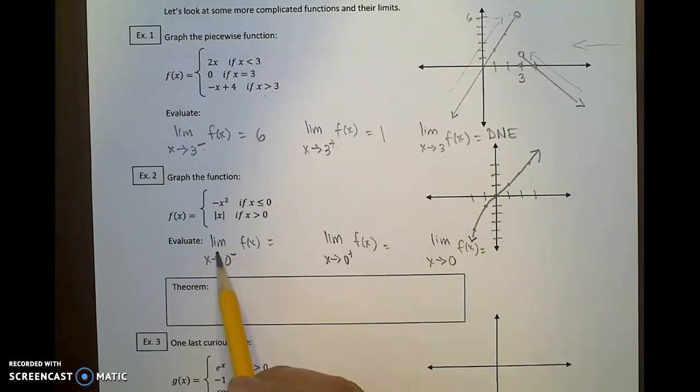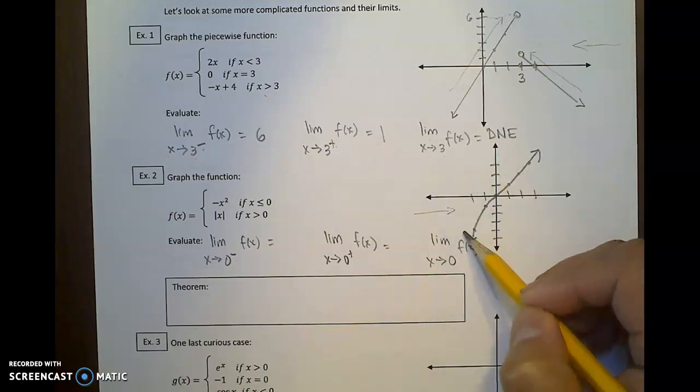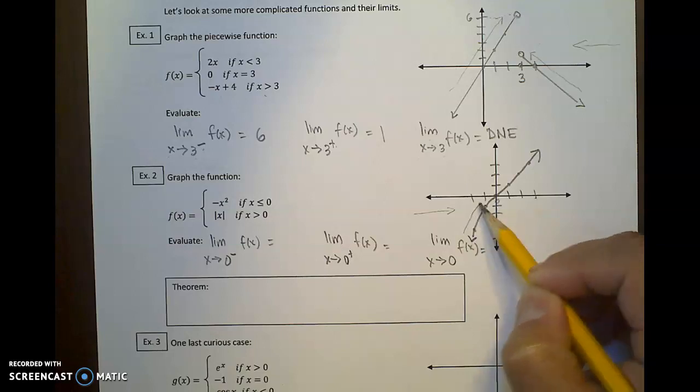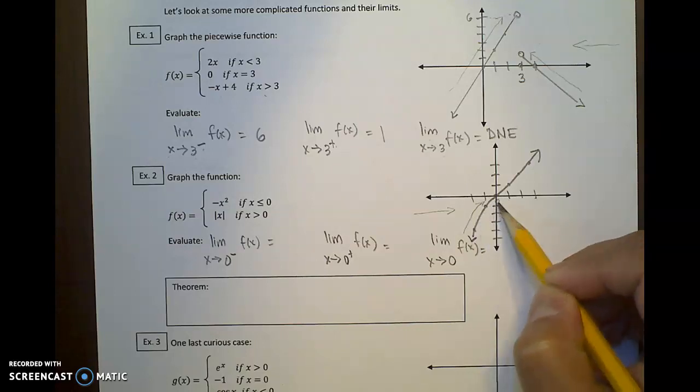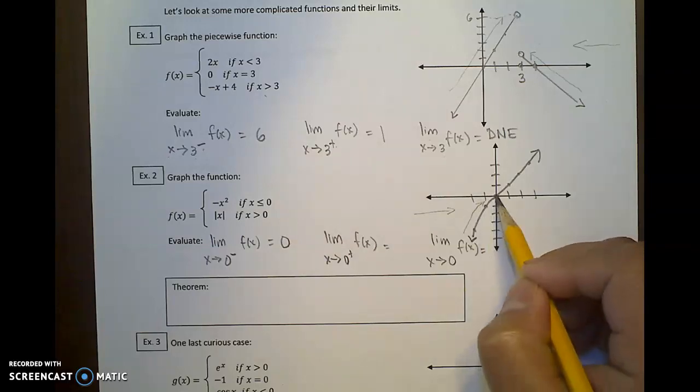Now let's evaluate the limit of this function as x approaches 0 from the left. We're coming in from this direction, so we're going to follow this part of the graph. Coming in from the left, we're approaching 0. As we approach 0 on the x-axis, we are approaching 0 on the y. So the limit of this function as x approaches 0 from the left has an output of 0.